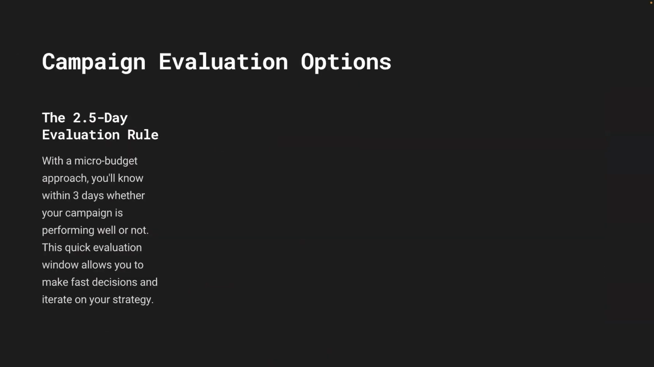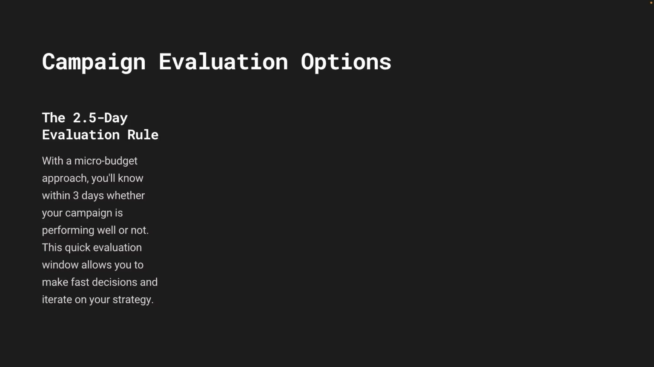All right, so here's the campaign evaluations as we round this out. Then I'll give you some over-the-shoulder examples and some metrics. So I do the 2.5-day evaluation rule. Essentially, with a micro-budget approach, you're going to know within 3 days, for the most part, is your campaign performing well or not. The quick evaluation window allows you to make fast decisions and reiterate or iterate your strategy. So a lot of you are just going to be testing this over 2.5 days.